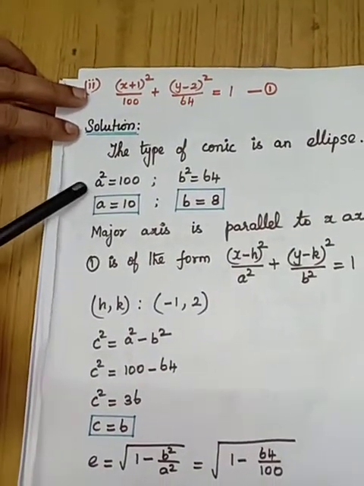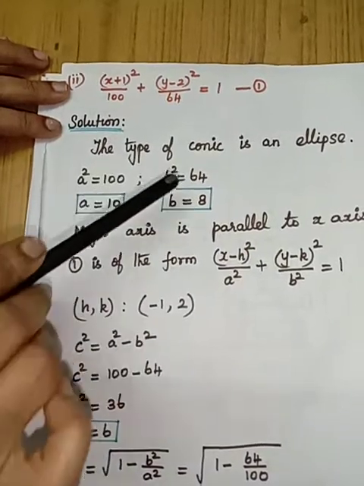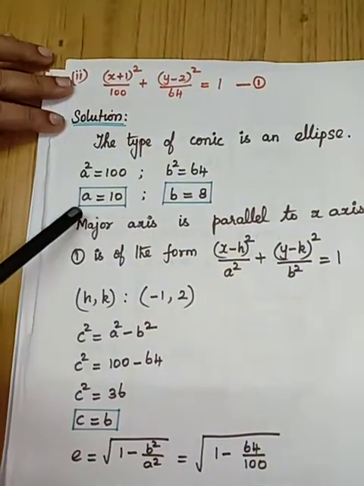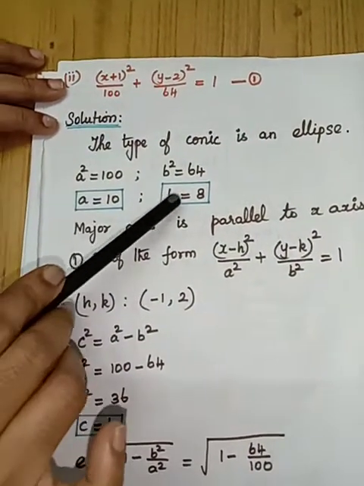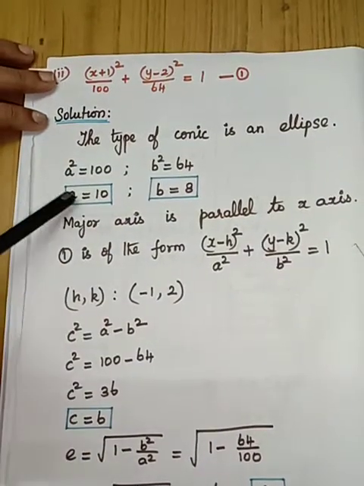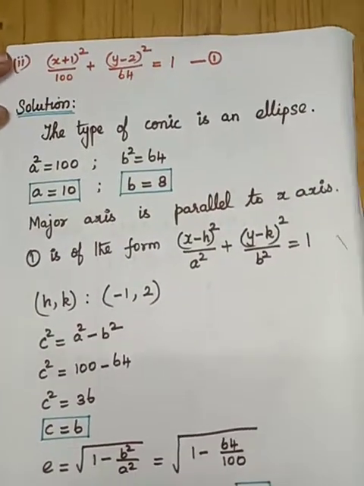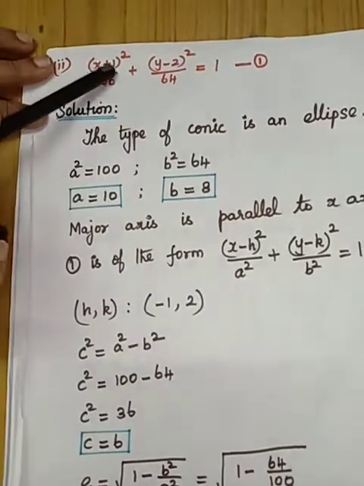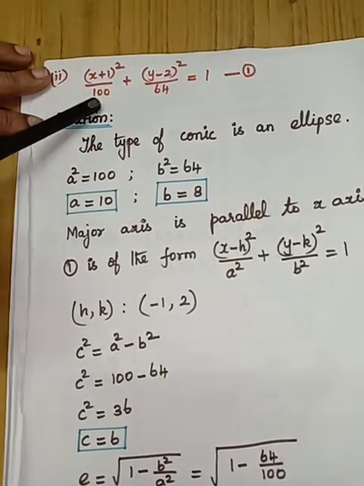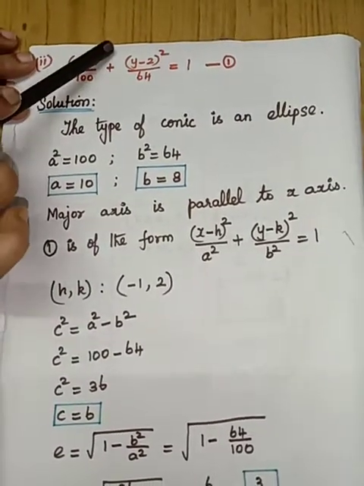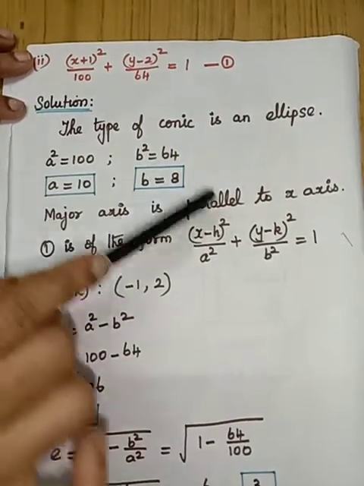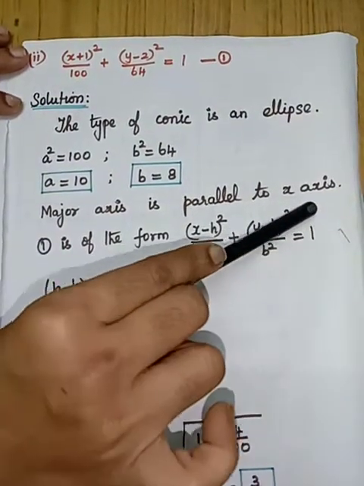100. That has to be taken as a squared. So a squared is equal to 100, then b squared is equal to 64. You have to find a is equal to 10 and b is equal to 8. After that you have to find out which is the major axis. See the bigger number, it is 100, it occurs below the x plus 1 the whole square. So your major axis is parallel to x axis.